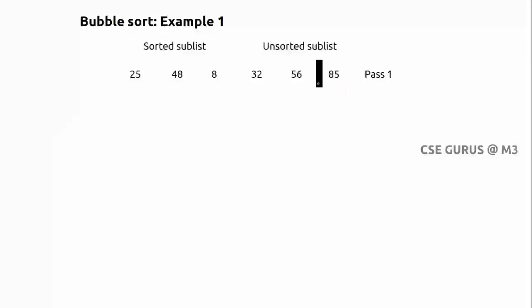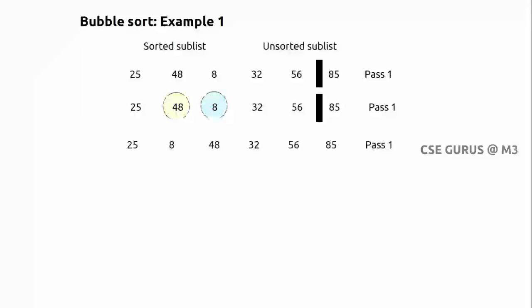Now the next thing is I'll take 25, 48, 8, 32, 56. So now you can see from where you need to start. Again starting from the first, 25 and 48. Are they in proper order? Yes, no need to swap. Next, 48 and 8 adjacent. Is 48 less than 8? No, so that's why swap.